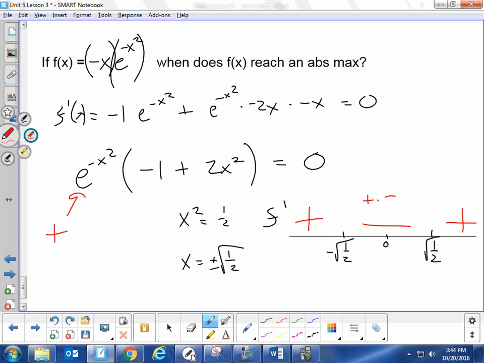Okay. Well, where do we have an absolute max for this one? There's actually 2 possible candidates. There's one candidate, and then there's also another one that's not really a candidate.